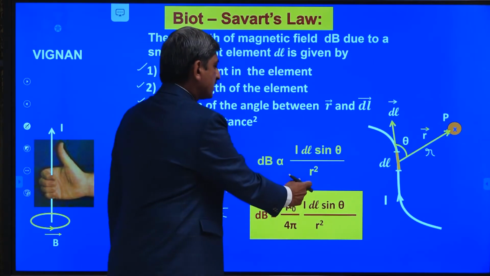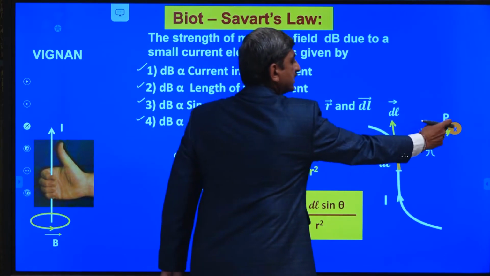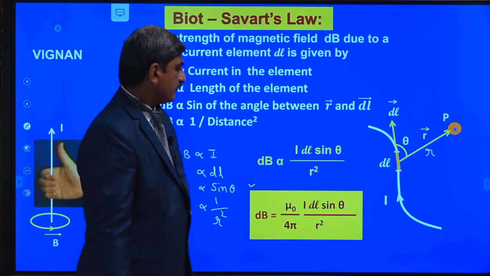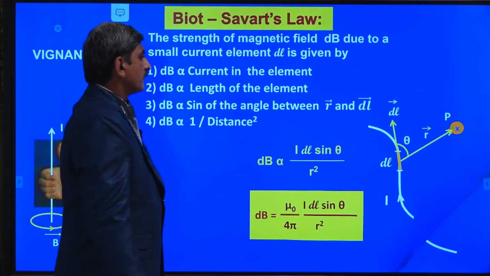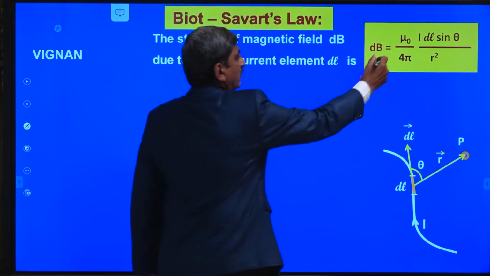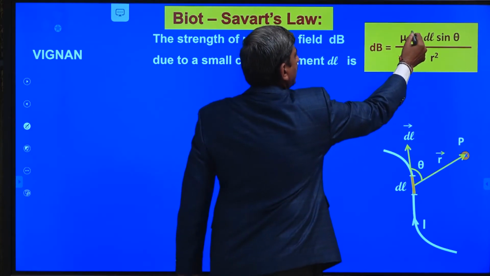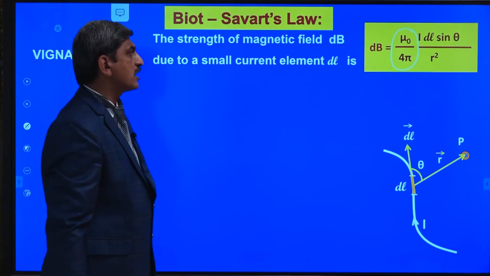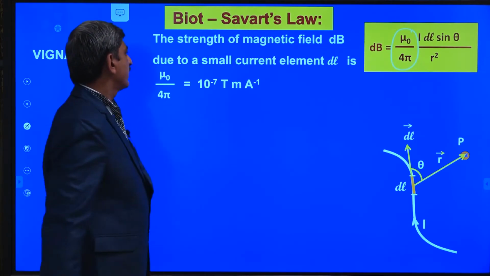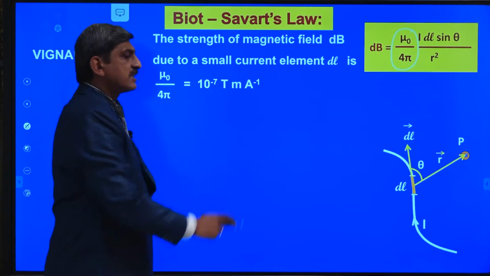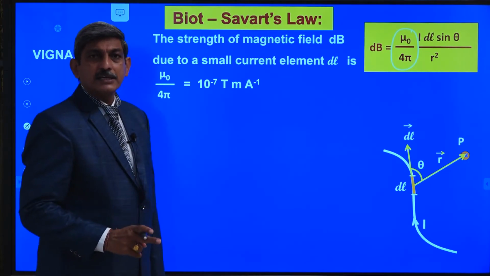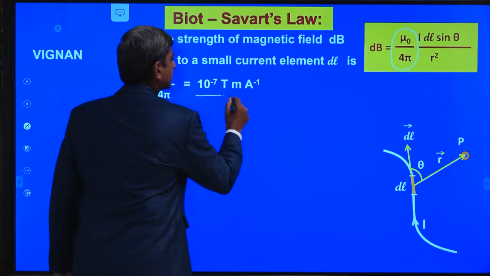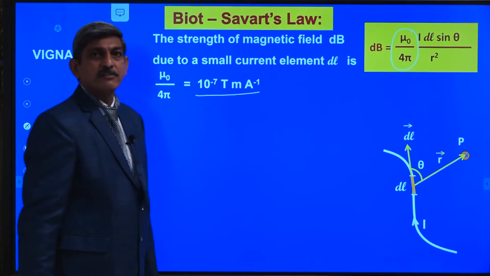Okay, this is the strength of the magnetic field and this is the direction of the magnetic field produced by the current carrying element. Now I am going to explain this mu naught by 4 pi. This mu naught by 4 pi is the proportionality constant, whose value is 10 to the power of minus 7 Tesla meter ampere inverse.